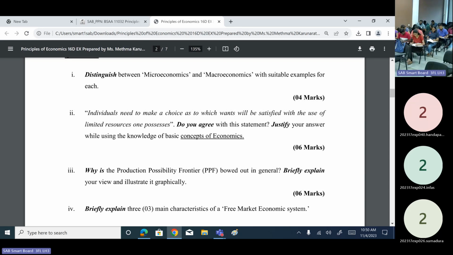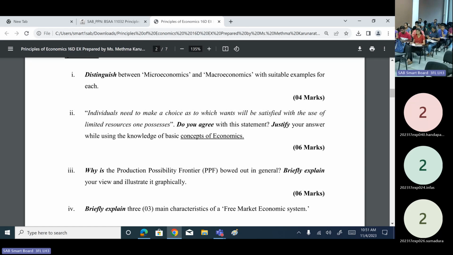All right, shall we write answers? Too much time, right? So first thing, definitely they're asking us, do you agree with the statement? So 1 mark will go to yes or no. It's very clear. Yes, you agree with the statement. Then go to the next line. Justify your answer by using knowledge of basic concepts.